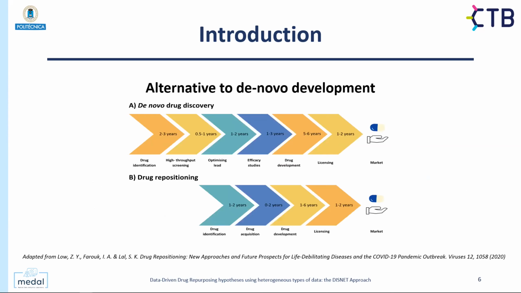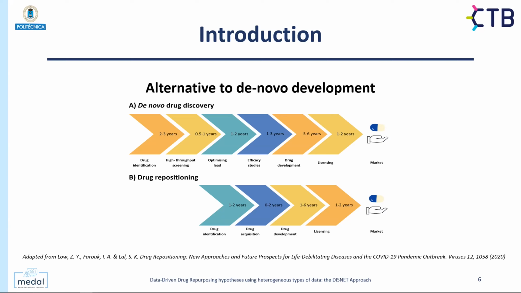This is a comparison of some of the stages in novel development in the first part, versus drug repurposing or drug repositioning. We can see that some phases can be removed, and other phases can be reduced in time. For example, the drug development itself can be reduced from 5-6 years to 1-6 years. Some are the same, like licenses, which is bureaucracy and administrative, but there are several others that can be reduced, and this is really important.